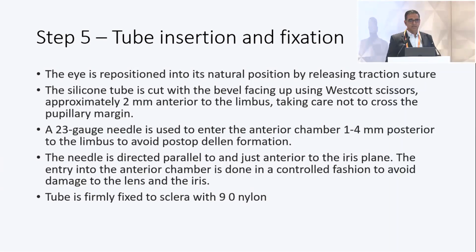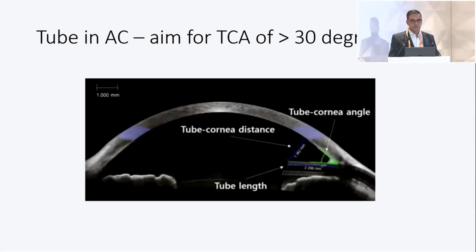You can even mark it with, I'll show you the videos of how the marking is done and where the tube is inserted. The needle is inserted parallel to and just anterior to the iris plane. The entry into the anterior chamber is done in a controlled fashion to avoid damage to the lens and to the iris. The tube is then firmly fixed to the sclera also.